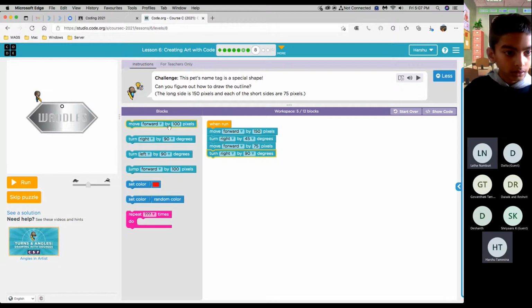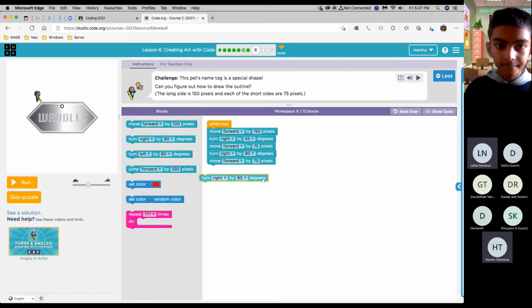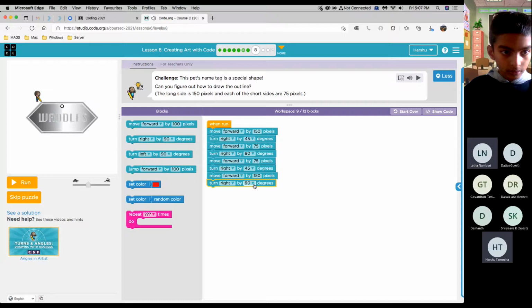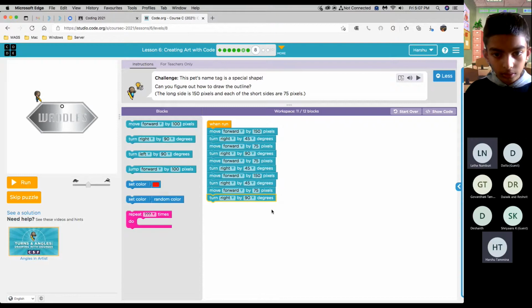Move forward 75 pixels. And then turn right 45 degrees. Move forward 150 pixels. Turn right 45 degrees. Move forward 75 pixels. Turn right 90 degrees. And then move forward 75 pixels.